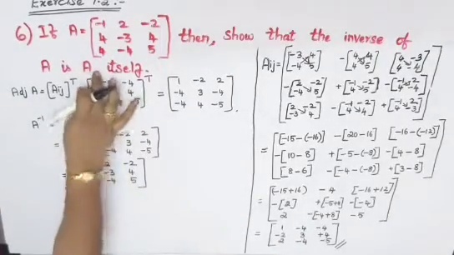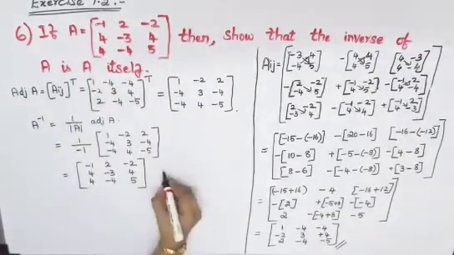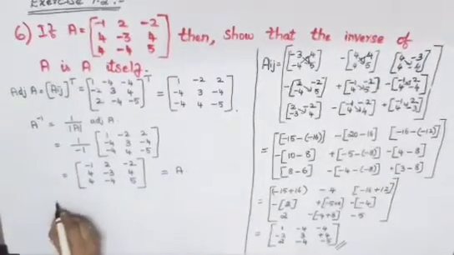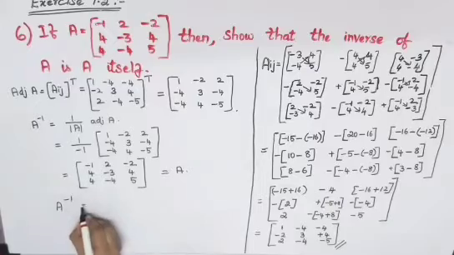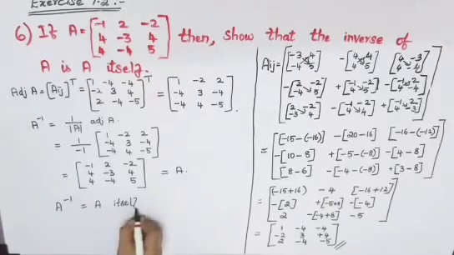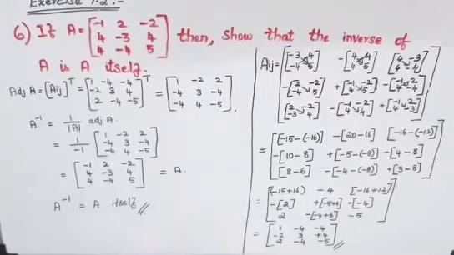So they have asked you to prove it. It is A itself. So you can write this is equal to A. So your last step is inverse. That is A inverse is equal to your A itself. So this is what you have to prove. So with this your sixth question is done.